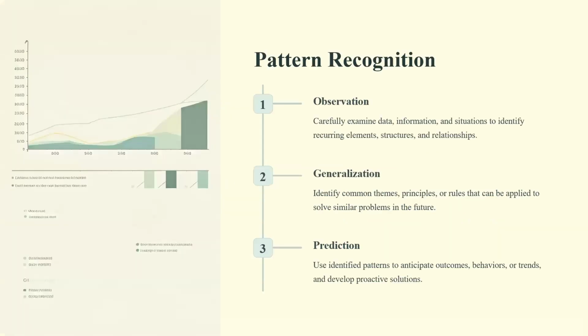Pattern recognition deals with three major things: the first is observation, the second is generalization, and the third is prediction. What are you doing at observation? You are carefully examining the data, information, and solutions to identify recurrent elements, structures, and relationships. Under generalization, you identify common themes, principles, or rules that can be applied to solve similar problems in the future. Then prediction: use identified patterns to anticipate outcomes, behaviors, or trends and develop proactive solutions.